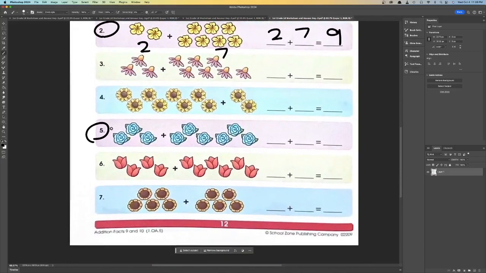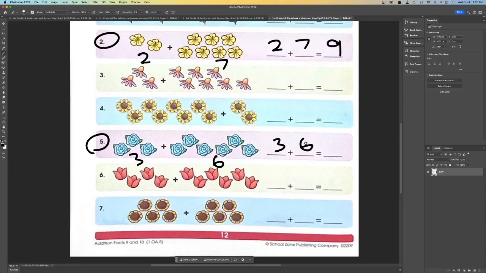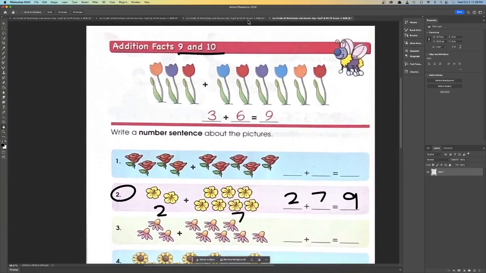For 5, we can do the same process. We count the amount of flowers in this group of flowers, so there are 3 flowers. And for here, we have 6 flowers, so it's going to be 3 and 6 to represent the groups of flowers, and 3 plus 6 is 9. Again, we can check by counting the amount of flowers in here, or we can do it on the number line. That's the second page done.